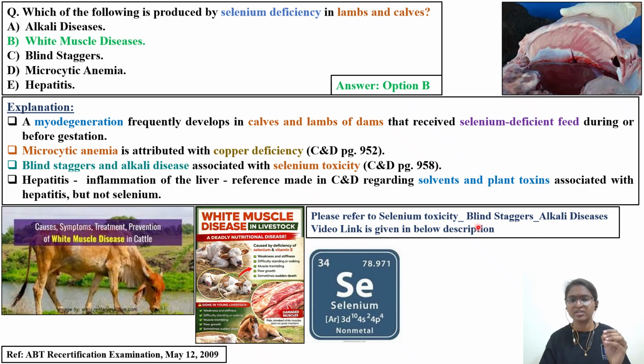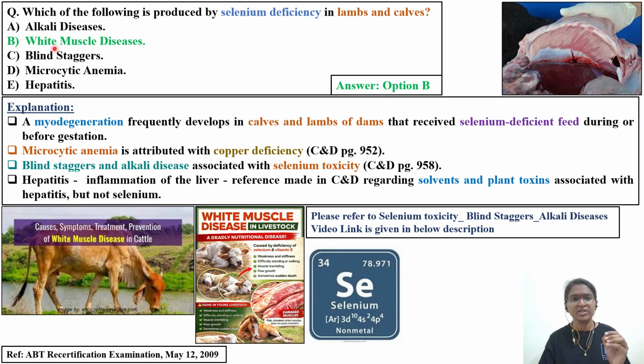Please go back and read one question with respect to selenium excessive consumption causing blind staggers or alkali disease, which has already appeared in the DABT recertification question paper. So please go and read that particular video. Now in this video we'll read about what the deficiency of selenium is going to cause, and how it is going to impact lambs as well as calves.